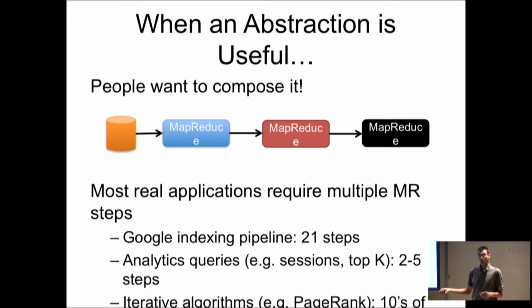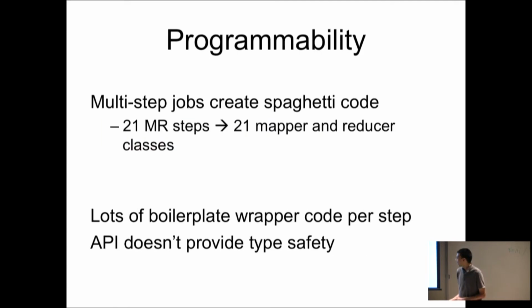And this is especially true for things like machine learning algorithms, which want to do iterative steps, right? So in that case, for example, PageRank, if you're computing it iteratively, there are tens or like hundreds of steps of MapReduce that you want to call, right? That doesn't seem like a bad thing, except that you sort of run into problems when you try to do this repeatedly. And there are 2 main challenges that you run into.